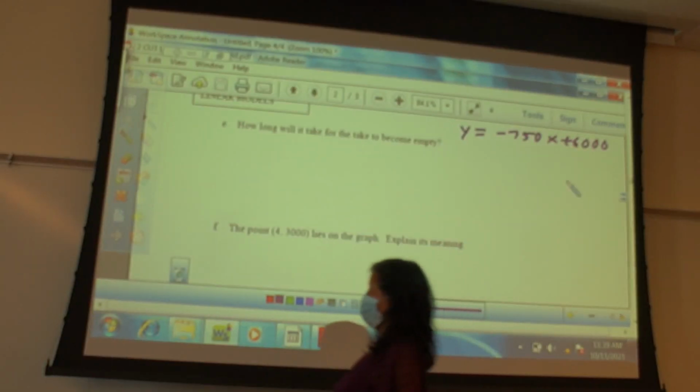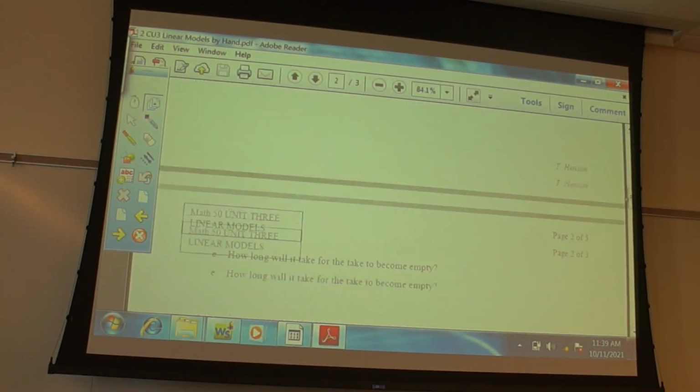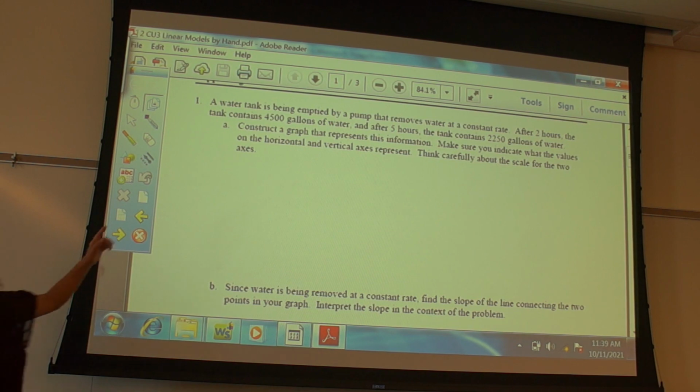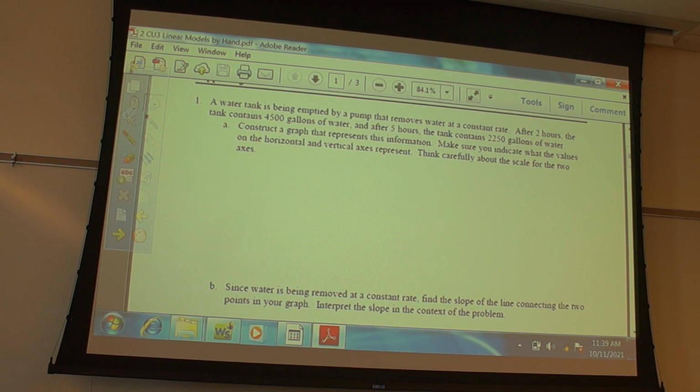All right, so let's take a look at the problem. Everyone go back to the beginning. They're trying to solve it. I know, I just would like everybody else to get it too. Natalia, read the problem for me. A water tank is being emptied by a pump that removes water at a constant rate. After 2 hours, the tank contains 4,500 gallons of water. And after 5 hours, the tank contains 2,250 gallons of water. Perfect, thank you.